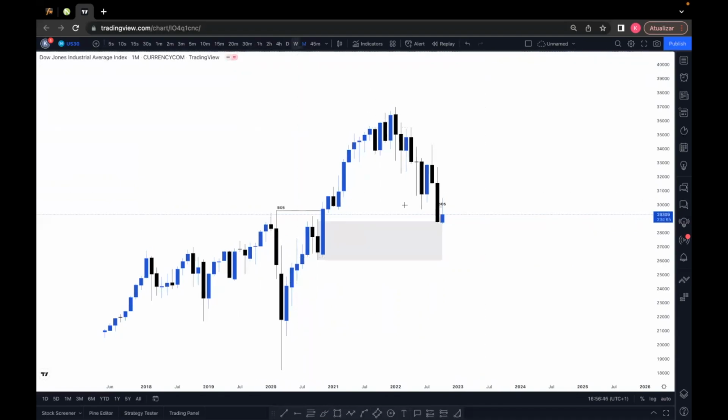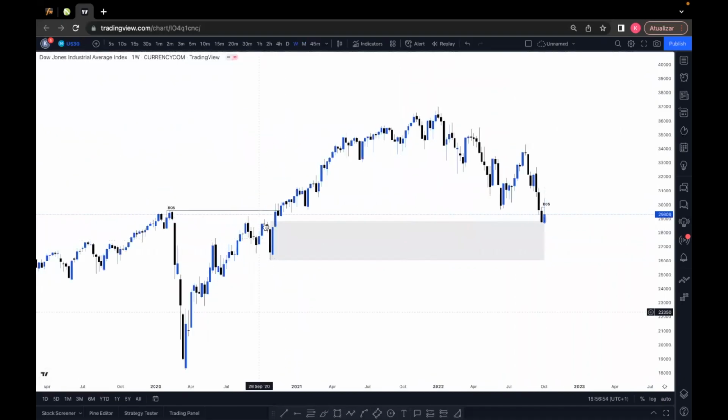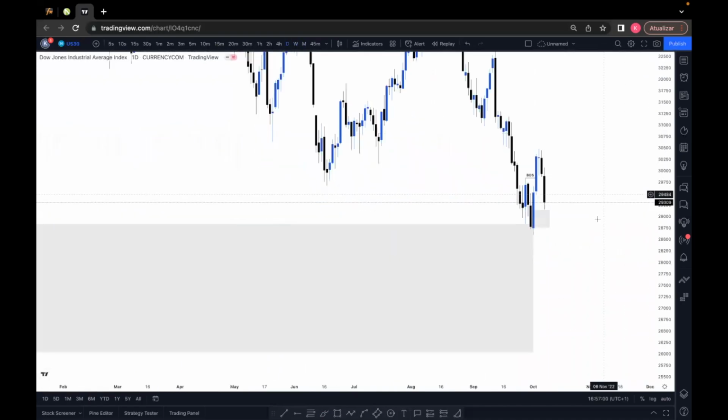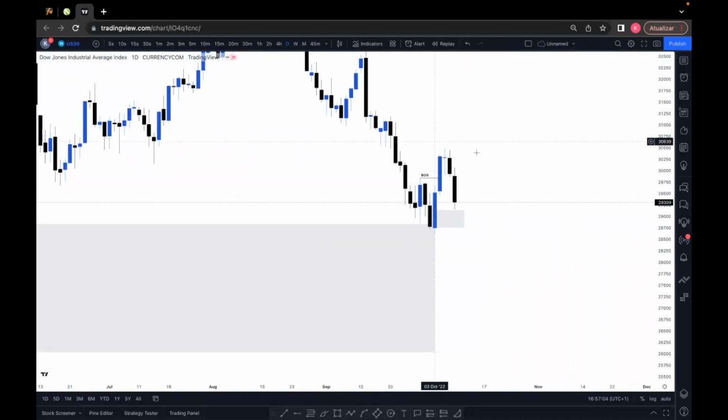Now, we can clearly see that we had this monthly POI mitigation. If we drop down to the weekly time frame, maybe, yes, we can clearly see the price actually came to these down candles right here. Let's go down to the daily time frame. We can actually see something interesting, that we had a nice daily change of character inside our monthly POI. And maybe on the 4 hour it's much cleaner.